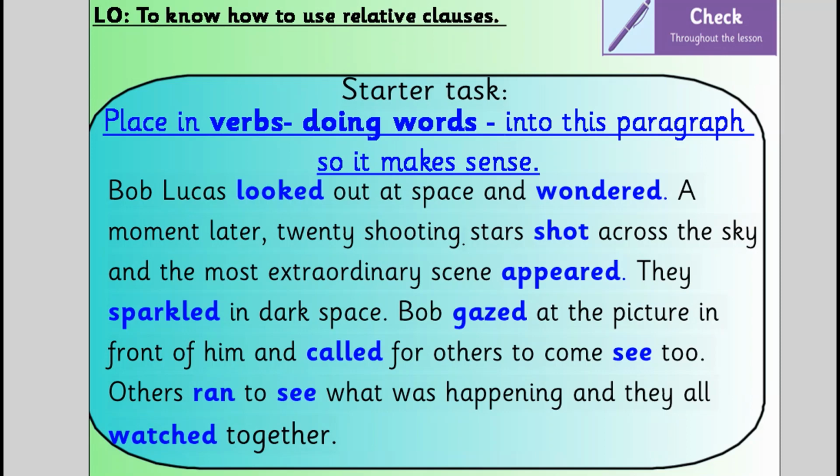So you might have different verbs or doing words to the ones I've included into this paragraph, but it just goes to show how confusing and how silly sentences seem without including those verbs. And that is why we need to make sure that when we're writing our sentences, we include those verbs for them to make sense. Okay, let's move on.